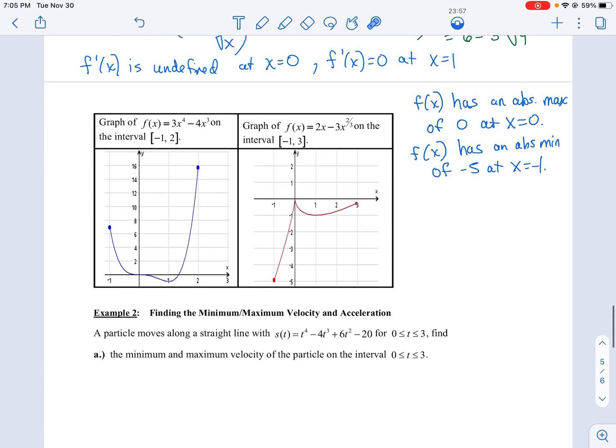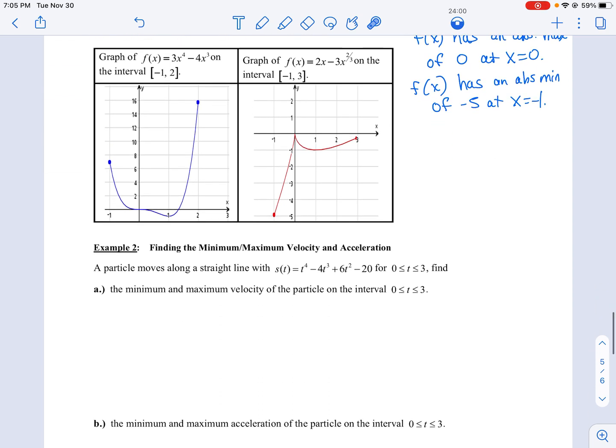In example 2, finding the minimum and maximum velocity and acceleration. So we're going to circle back to this, and you will notice we're going to come back to velocity and acceleration all year. A particle moves along a straight line with s of t given for the time interval 0 to 3. Find the minimum and maximum velocity of the particle on the interval 0 to 3. So let's go ahead and find the velocity function. So that's 4t cubed minus 12t squared plus 12t. And I want to know when that is 0.